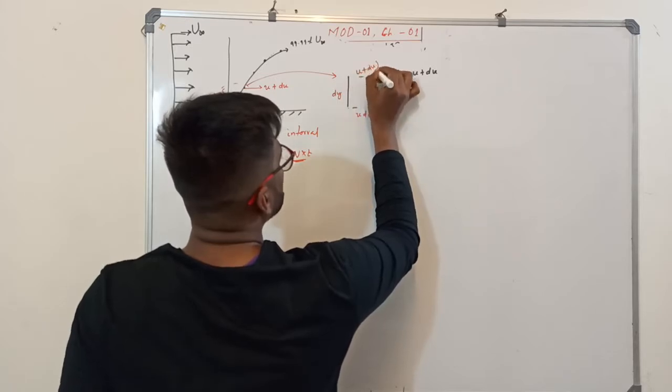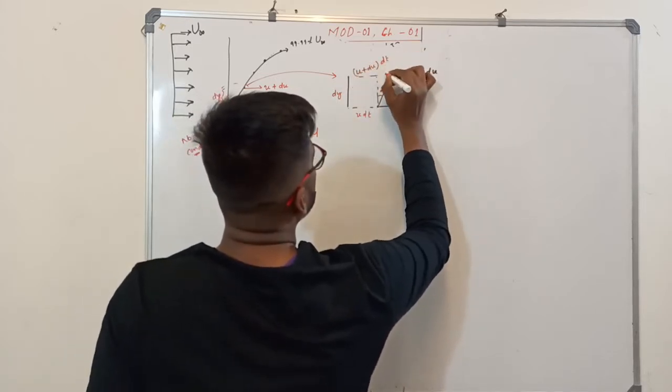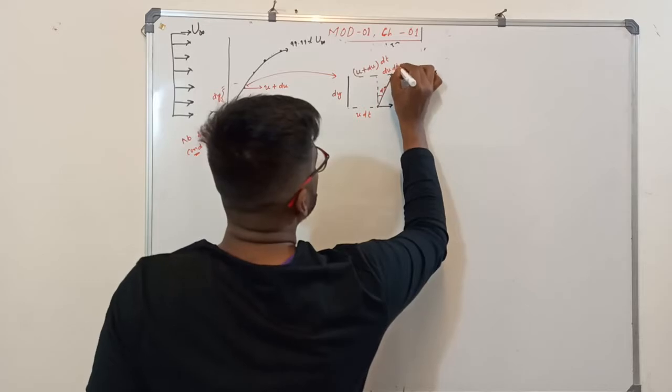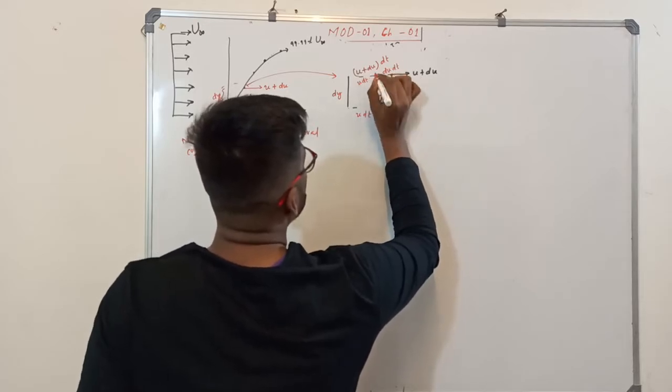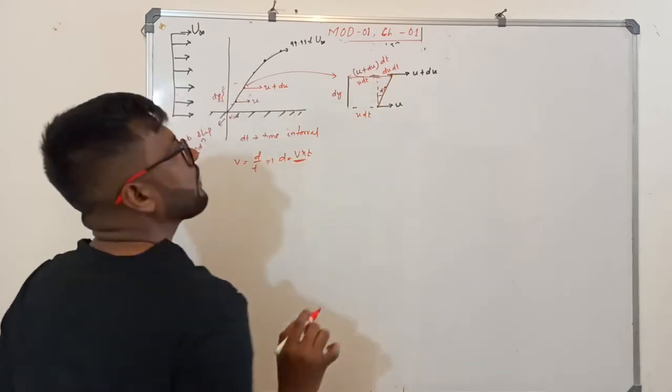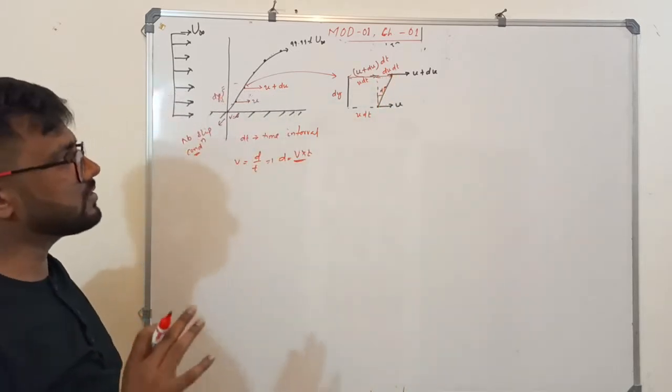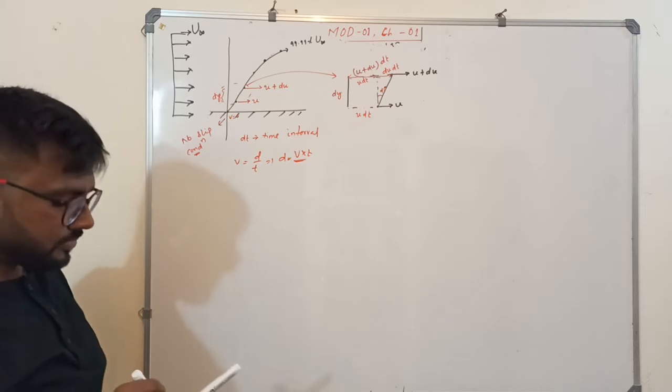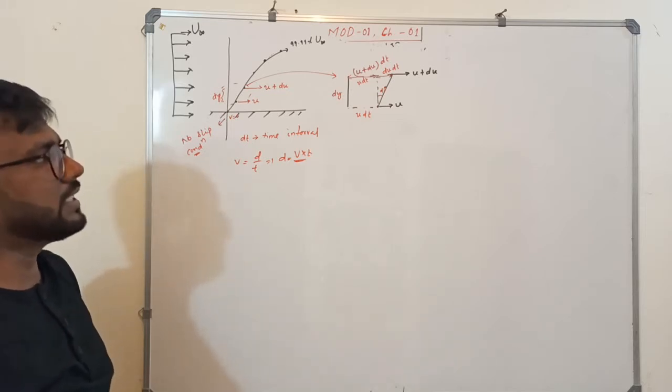u plus du into dt. That means this is du dt. This particular area is u dt, this much is u dt, and this much is du dt. Okay, zoom in a little. If it is not visible, I think it's visible. Okay, du dt.